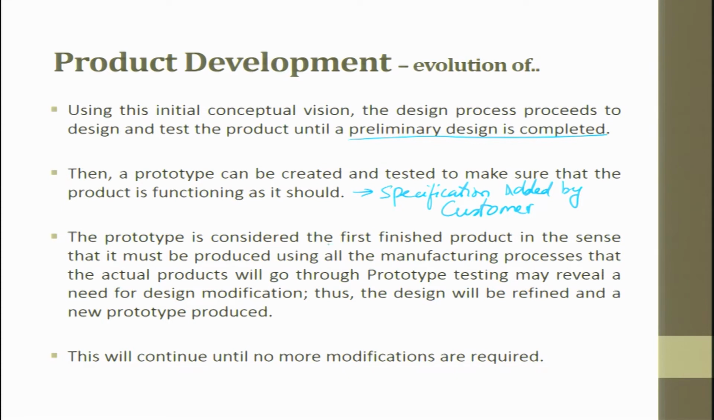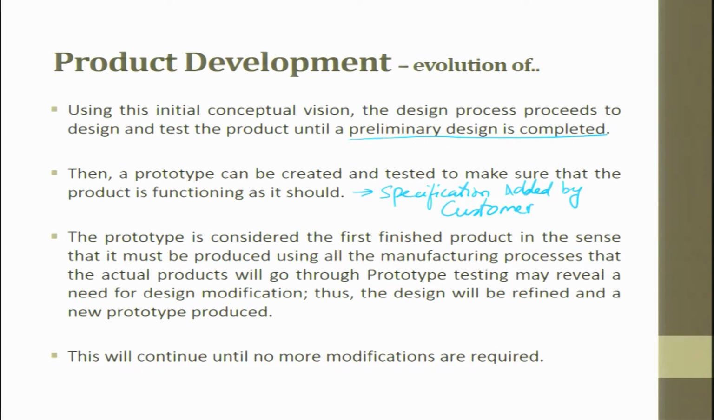The prototype is considered as the first finished product in the sense that it must be produced using all the manufacturing processes that the actual product will go through. Prototyping, testing. Thus, the design will be redefined and a new prototype is produced. So, here itself what happens, multiple prototypes are produced, specifications are revised, and ultimately when all the prototypes are made, the specification is frozen, then we go for batch production.